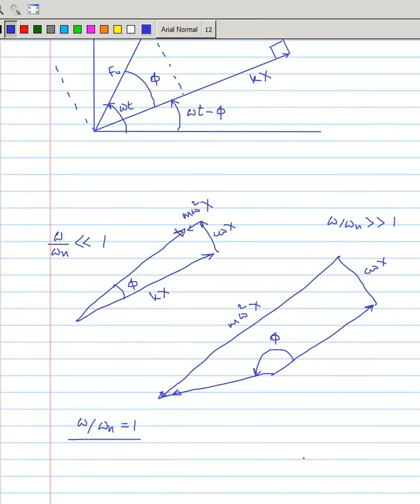If that is the case, then the diagram is like this. So this is kx, because this kx and m omega square x are equal and the phase angle is 90 degrees. So the whole of the elastic force is balanced by the inertia force, and F naught is F naught. Here F naught is equal to c omega x. So damping balances the externally applied force.